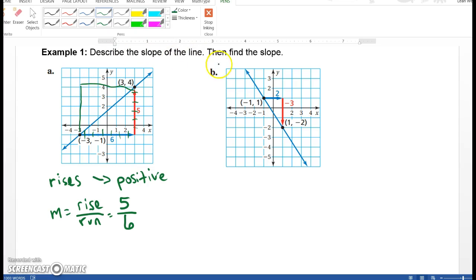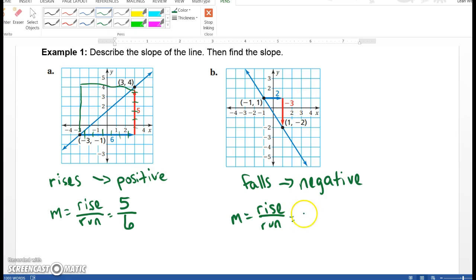The first thing, describe the slope of the line. It falls from left to right, so that is going to be a negative slope. And we need to then find the slope. So please write this. M equals rise over run. So the rise right here is 1, 2, 3. We already said it falls, so it's negative. Just don't forget to write your negative down. They've got it right here to remind us.